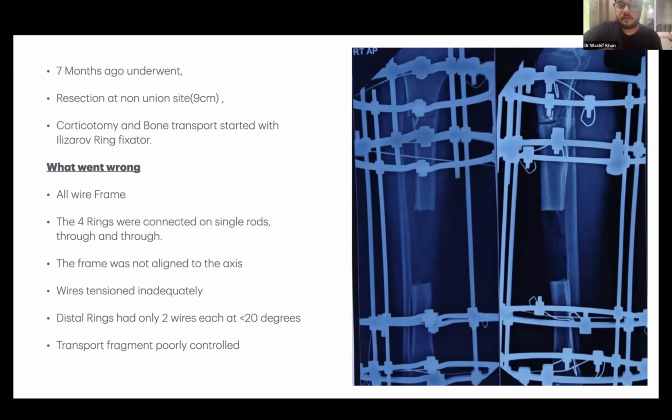So the 4 rings were connected on single rods through and through. The frame was not aligned to the tibial axis. Wires were tensioned inadequately. As you can see in rings 3 and 4, the 2 wires were at less divergent degrees, less than 20 degrees actually. And the transport fragment was poorly controlled. The ring at the transport fragment was at the proximal region and just 1 wire passing through.